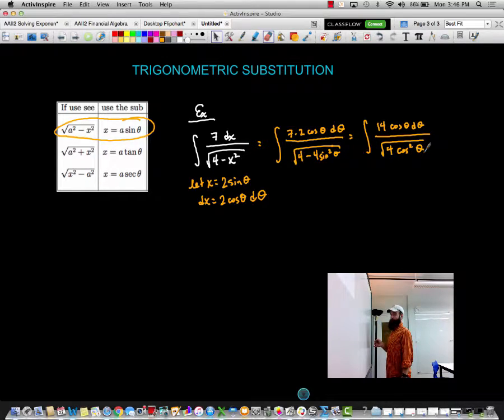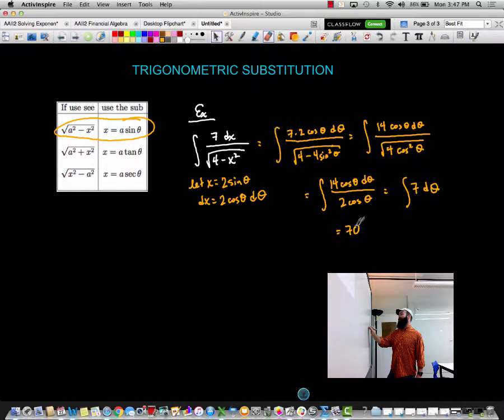Like that. So now I'm going to simplify this. The square root of 4 cosine squared theta is 2 cosine theta. And then this fraction simplifies down into just 7. So since I'm taking the antiderivative of 7 with respect to theta, that antiderivative would be 7 theta plus c.